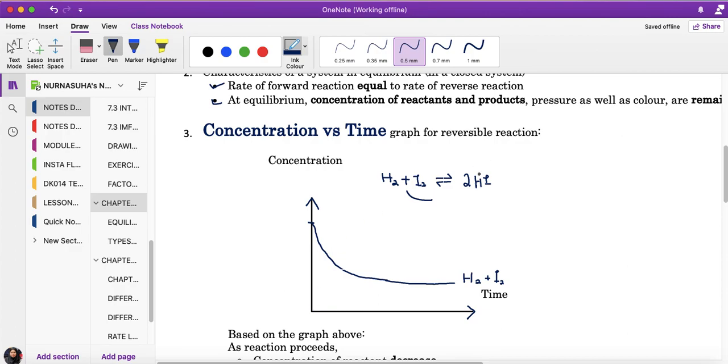Okay, kita tengok produk pula. Produk originally dia tak ada kan. Pada awal-awal reaction, produk tak terhasil lagi. Tapi lama kelamaan produk tu akan bertambah. So curve dia daripada kosong, dia akan naik. Sekejap, my pen ni tak smooth sangat. Sampai satu tahap, dia akan jadi constant. Bentuk dia sebenarnya macam gunting.